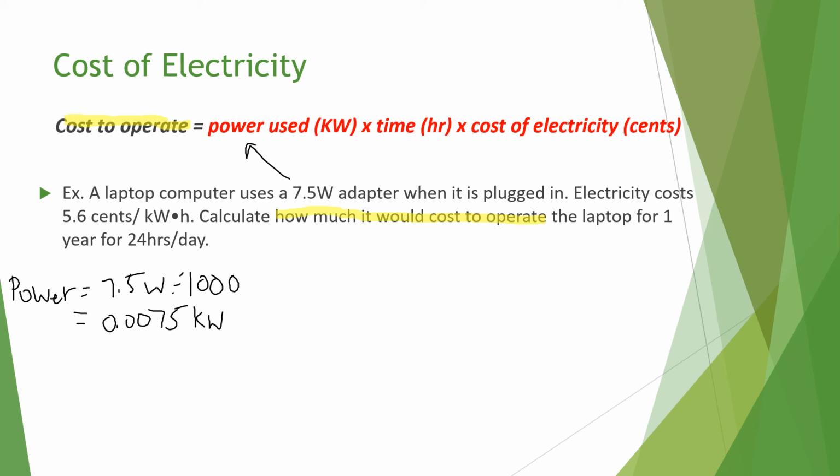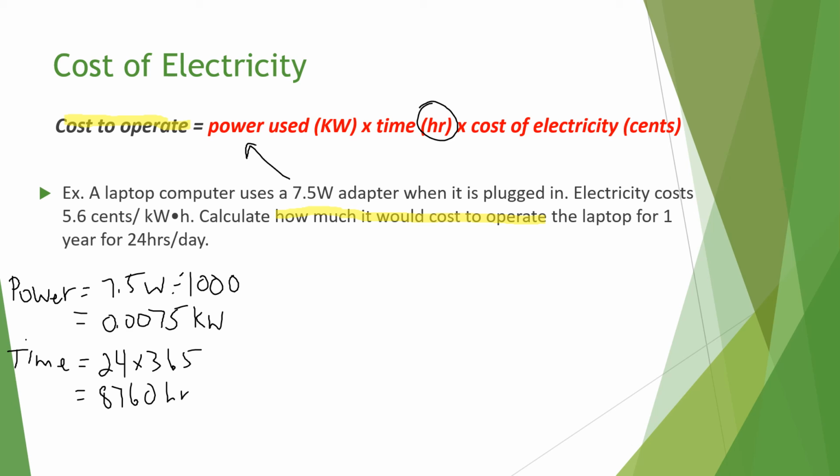Okay, so next, let's write our time out. So this is a little bit tricky. Time, remember, is hours, okay? The question says, how much would it cost to operate the laptop for 1 year for 24 hours a day? So we know for 1 day, it's 24 hours, but this is going on for an entire year. We know that there are 365 days in a year, so that's 24 hours for every day for 365 days. So we have an extra calculation to do here. We have to do 24 hours a day times 365 days, and we get 8,760 hours.